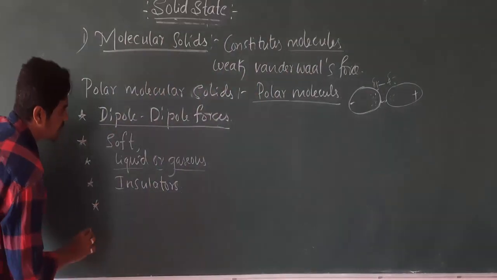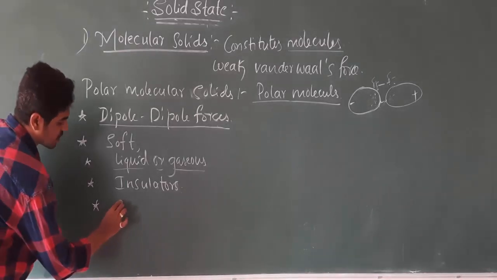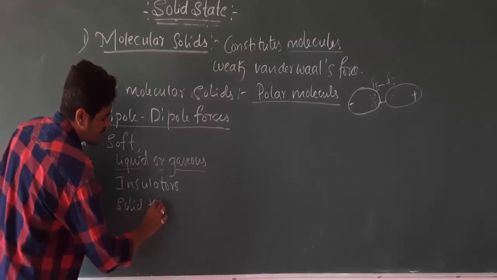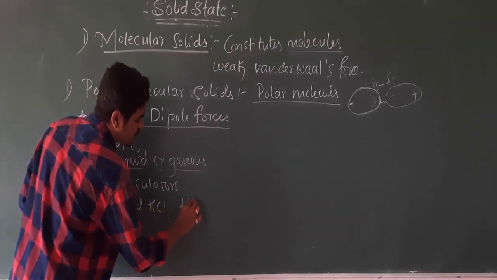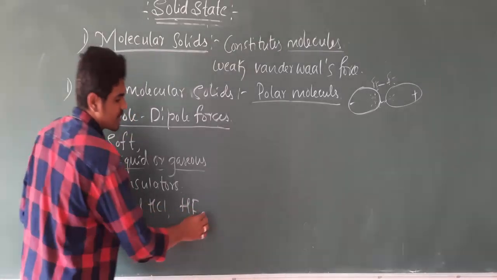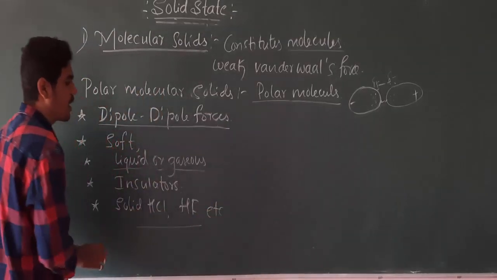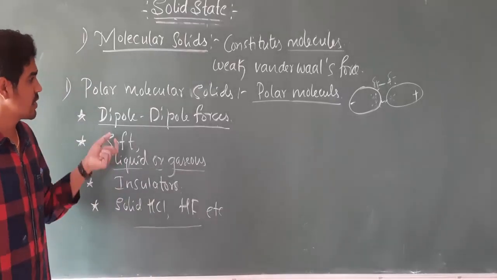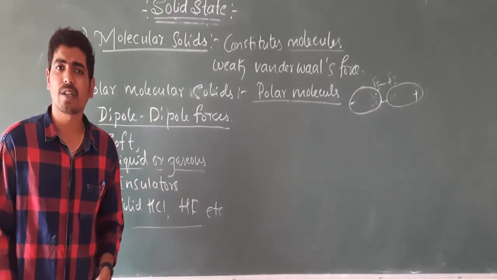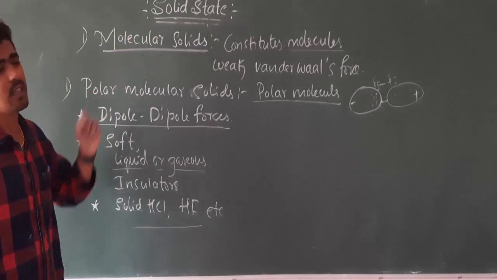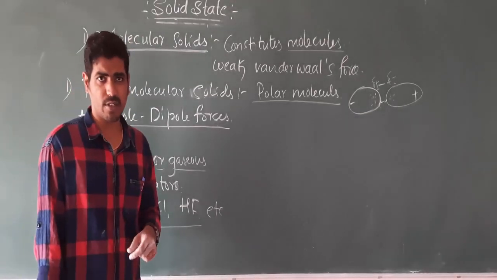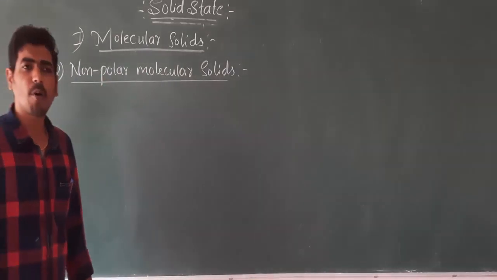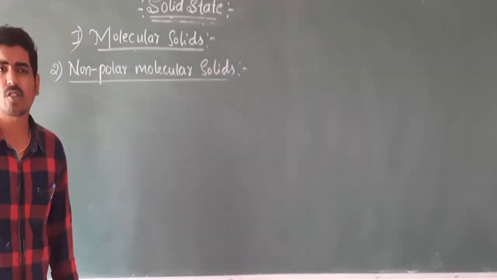And the examples for polar molecular solids you may call the solid HCl, solid HF, etc. These are the examples for the polar molecular solids. So this is all about the polar molecular solids, which is one type of molecular solids. The second type of molecular solid is non-polar molecular solids.